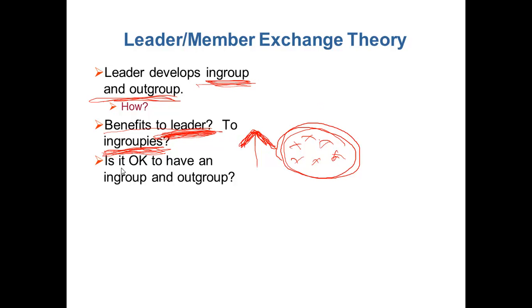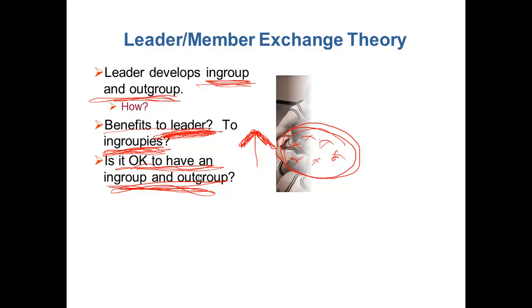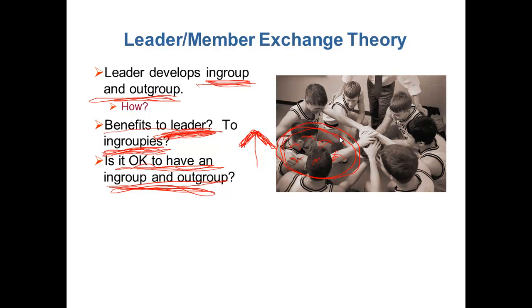So, like I'm asking you here, is it okay, do you think, to have an in-group and an out-group? And you might answer, well, it's human nature. Pretty much anything I've ever been a part of has had one. Take a basketball team, for example. There's an in-group: you have the top seven players. They're in the in-group, and the non-starters and non-players are in the out-group.